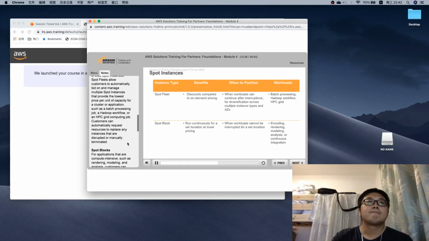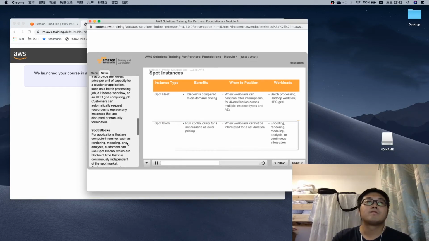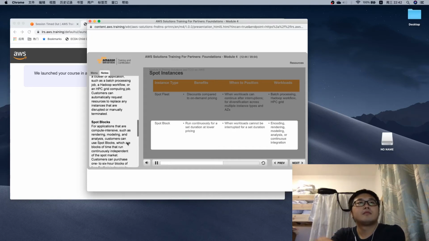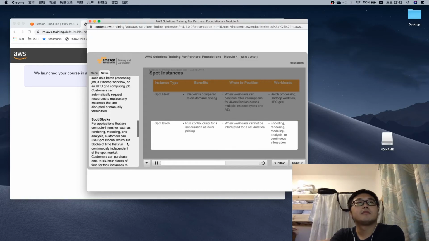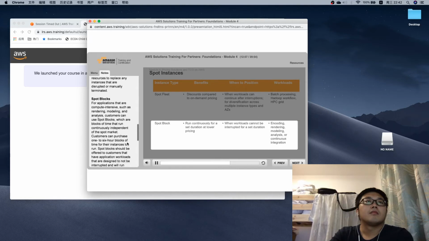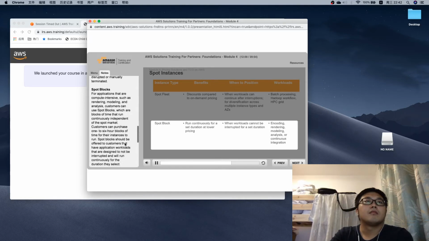Spot blocks. For applications that are compute intensive, such as rendering, modeling, and analysis, customers can use spot blocks, which are blocks of time that run continuously, independent of the spot market. Customers can purchase 1 to 6 hour blocks of time for their instances to run. Spot blocks should be offered to customers that have application workloads that are designed to not be interrupted and will run continuously for the duration they select.